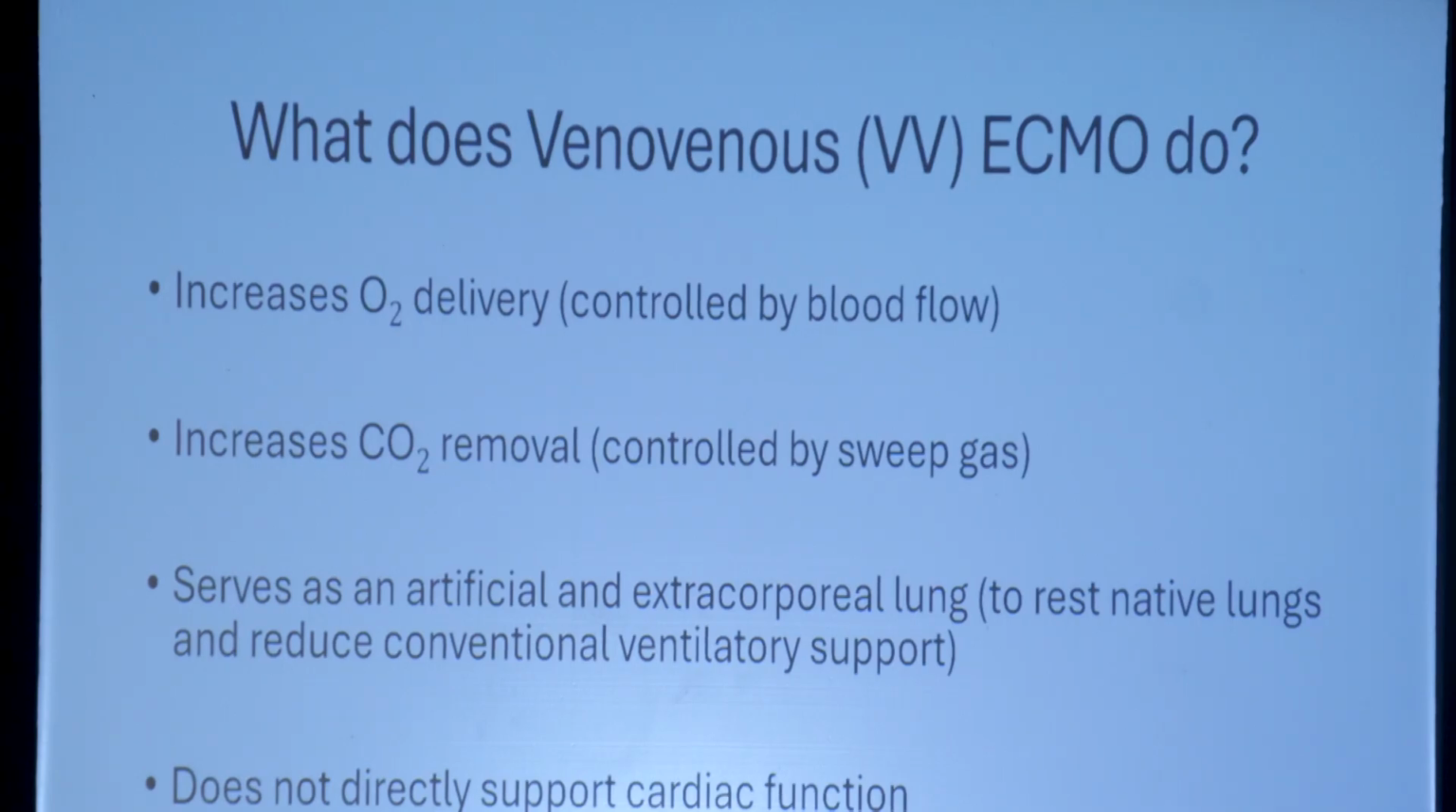flow, and we control that, as Steve said clearly, by adjusting the speed and the flow on the pumps that we use. We can also directly affect CO2 removal by titrating the sweep gas, which goes through the oxygenator. We have an artificial extracorporeal lung to rest native lungs, and I will reiterate what was said before, in VV ECMO, we are not directly supporting cardiac function, but it is quite common to see patients who have improved hemodynamics, improved blood pressure, decreased pressure requirement on VV ECMO, largely because of the reduction in intrathoracic pressure when you don't need to be using the ventilator as aggressively.